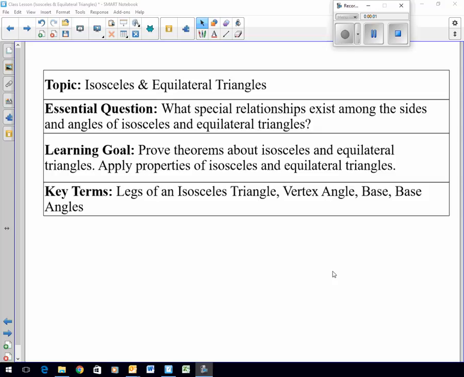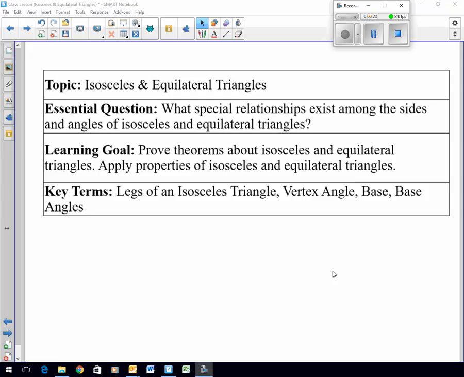So today we're going to talk about isosceles and equilateral triangles. Our essential question is: what special relationships exist among the sides and angles of isosceles and equilateral triangles? We're going to prove theorems about, you guessed it, isosceles and equilateral triangles, and apply properties of isosceles and equilateral triangles. Gee, wonder what our key terms are today.